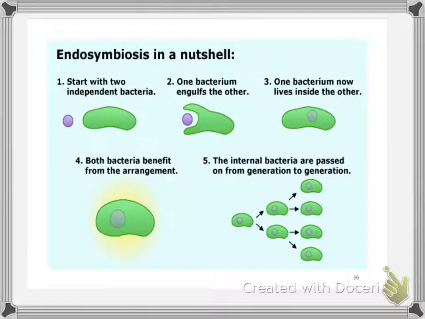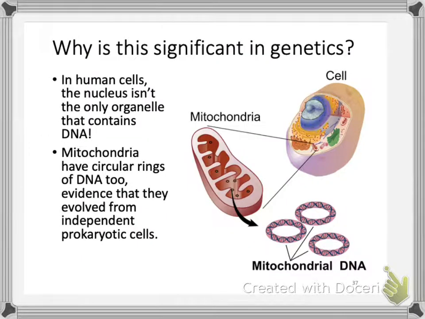So here you can see it in a nutshell. Okay, you have these two independent cells. One engulfs the other. It lives inside. They benefit from each other so much that eventually they start to just be passed from one generation to the next. Now, why do we care about this? Okay, so why do we care about mitochondria being engulfed bacteria?